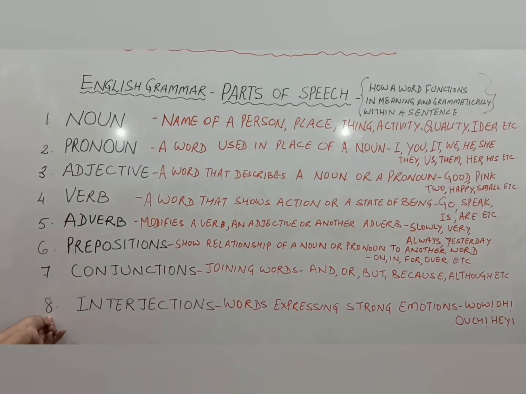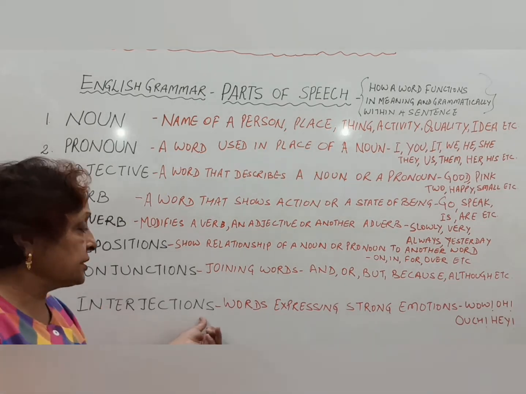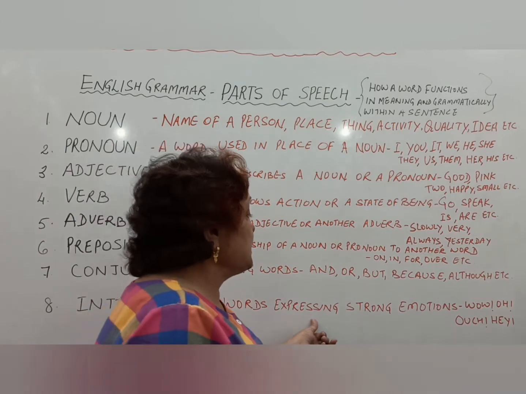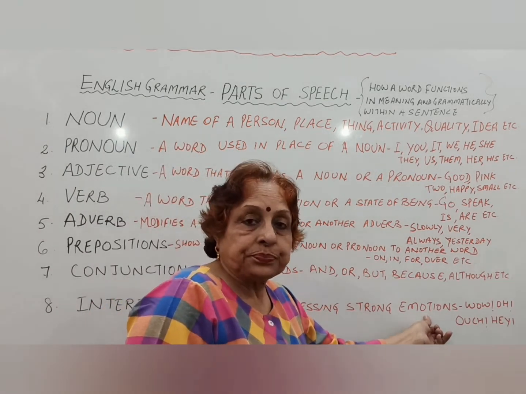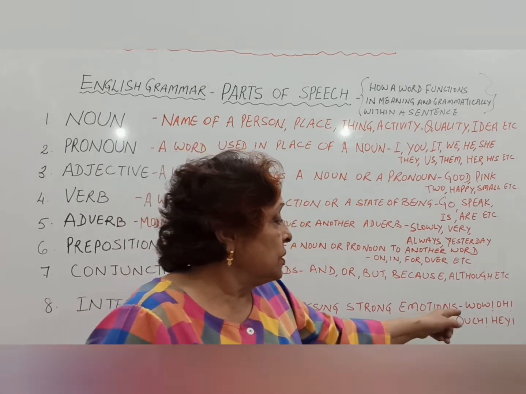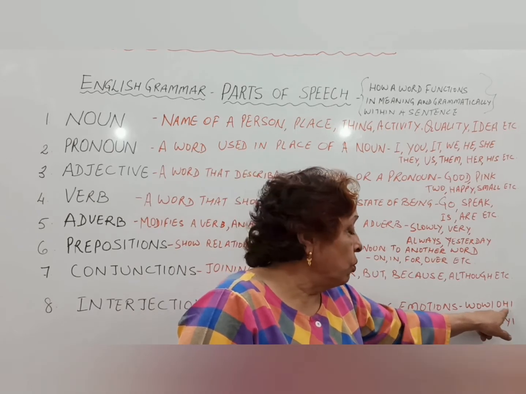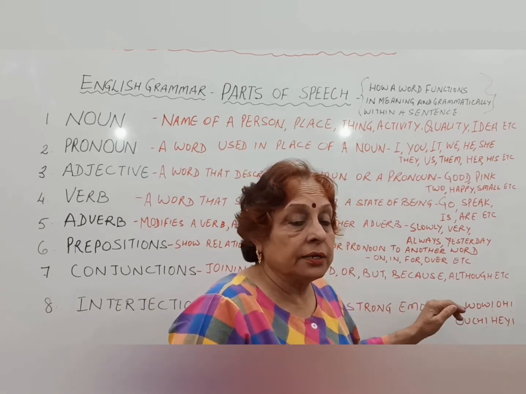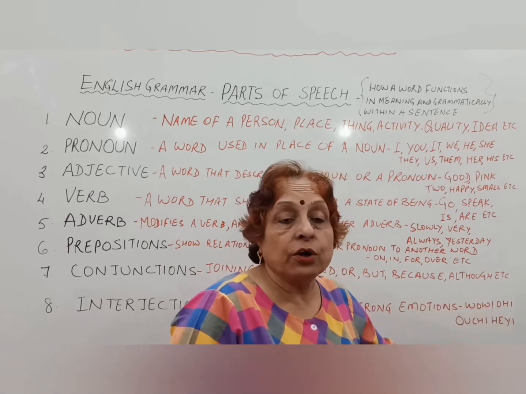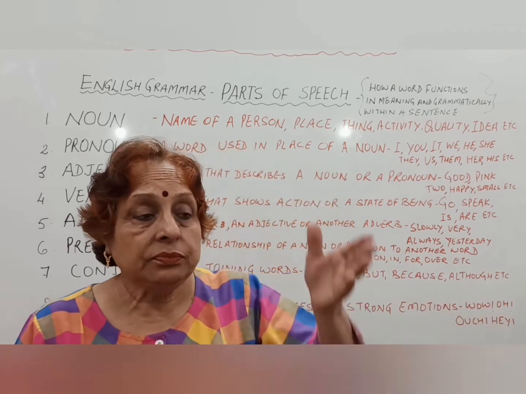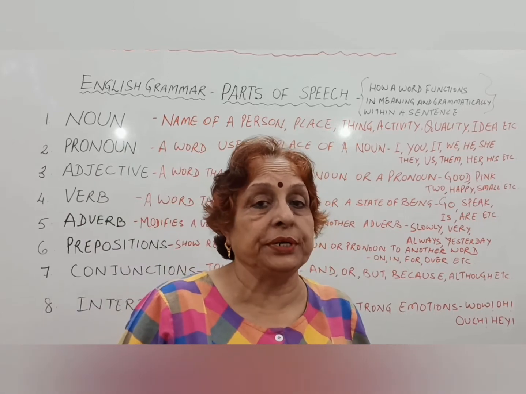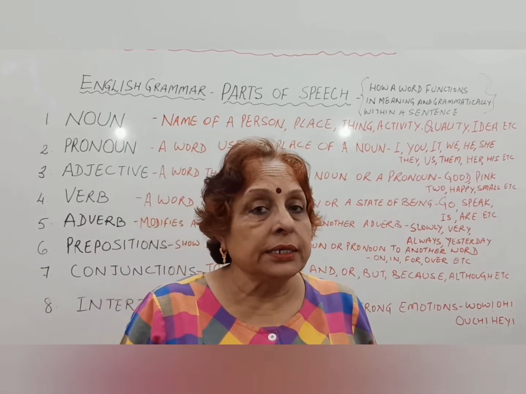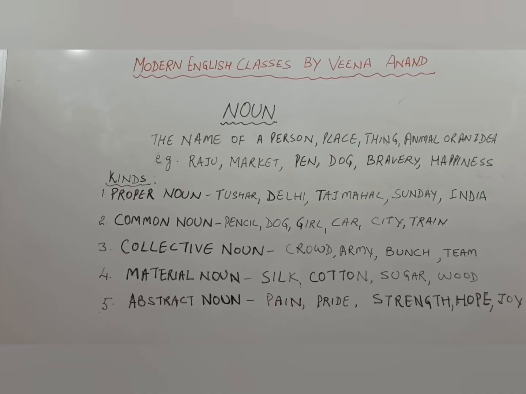Then the eighth part of speech is interjections. Interjections are words expressing strong emotions. For example, wow, oh, ouch, hey. These words are written with a sign of exclamation. So these are the 8 parts of speech. We will be taking them up one by one in detail.